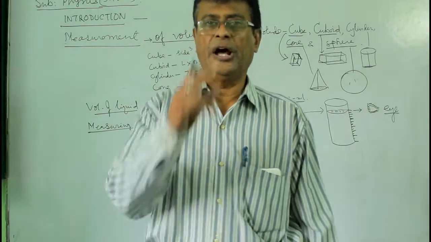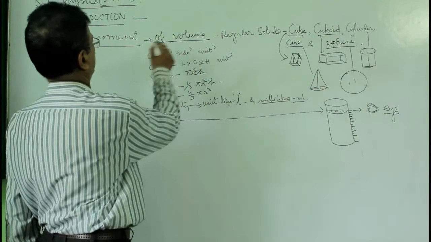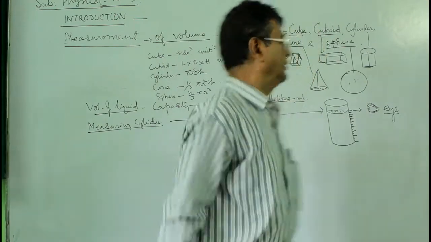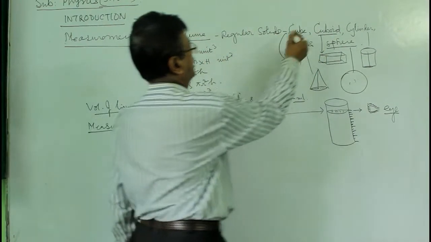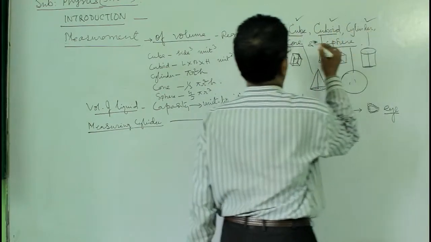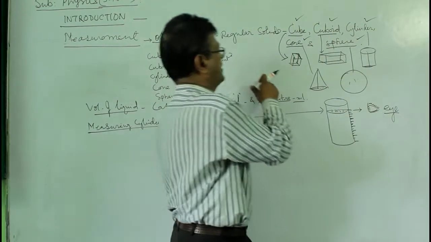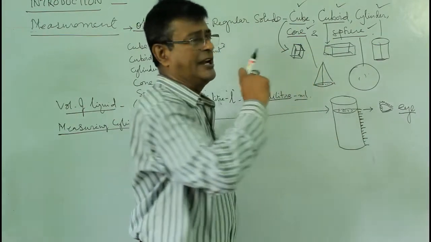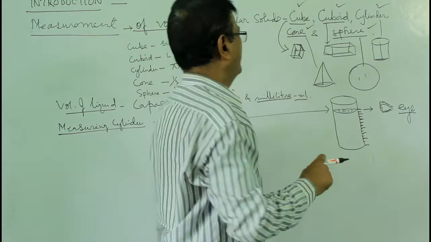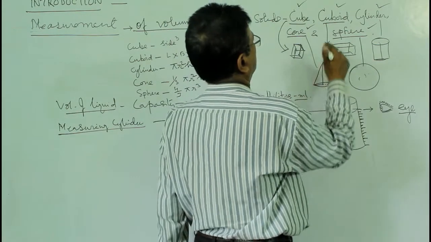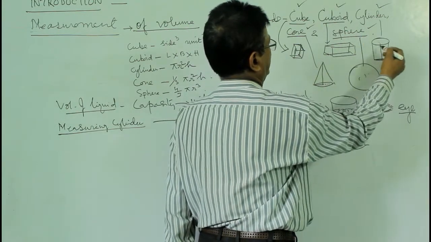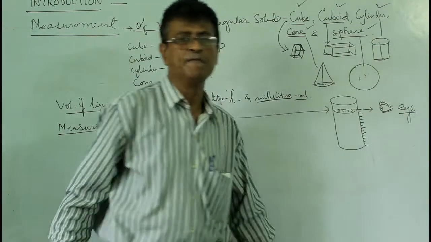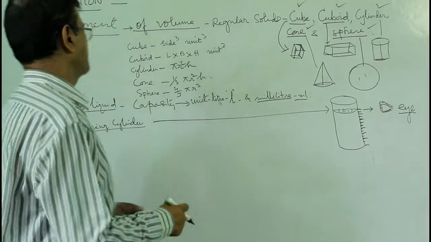Well, children, now we have to discuss the measurement of the volume. Now there are some regular objects. In the regular objects we have cube, cuboid, cylinder, cone and sphere. There is a diagram. Cube: length, breadth and height equal. Cuboid: length, breadth and height different. And then we have the cylinder. This is a cylinder. And then cone, we have the cone, and this is the sphere. These are the objects whose surface has been made.